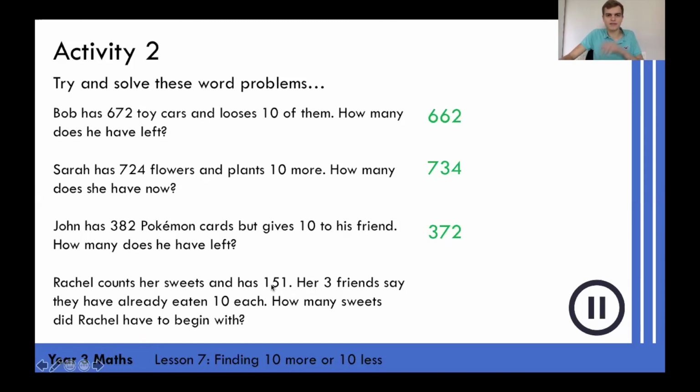So 151. Here I've got 5 tens. I'm going to add 3 lots of 10. 1, 2, 3 lots of 10. How many lots of 10 have I got now? She had 151 left. 3 lots of 10 had already been eaten. So I've got 8 tens, so 181.